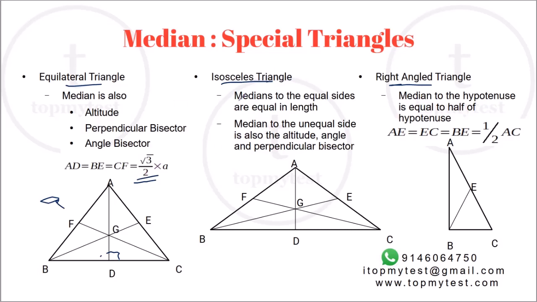In case of an isosceles triangle, the median to the unequal side will be the spine of the triangle. We have already discussed this in the previous special triangle session. So all your orthocenter, circumcenter, incenter, centroid, etc. will lie on this line. This is also your angle bisector, this is also your perpendicular bisector, and this will also be your altitude. Right? Another thing which you should know is the median to the equal sides.